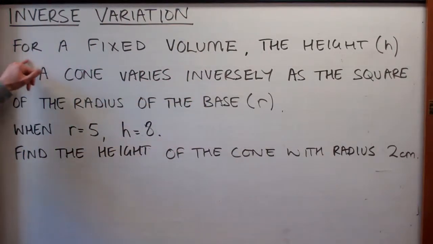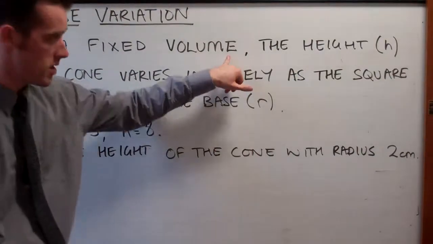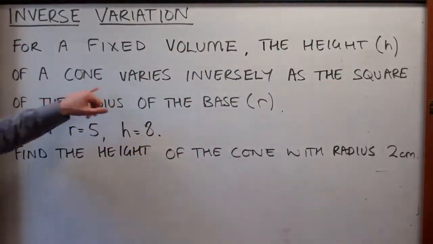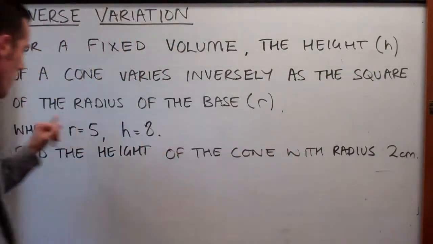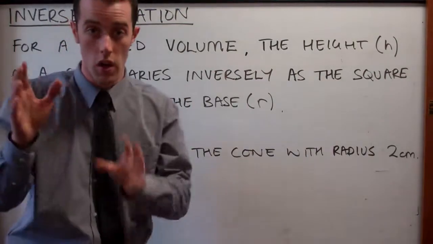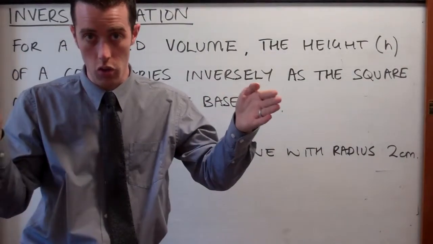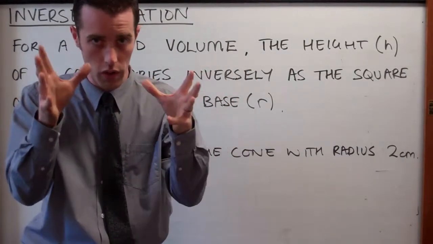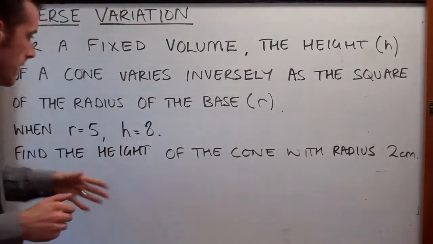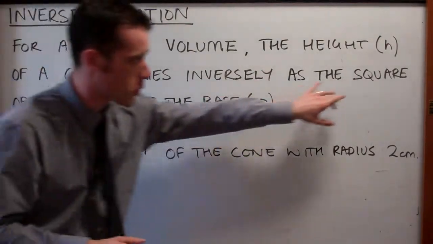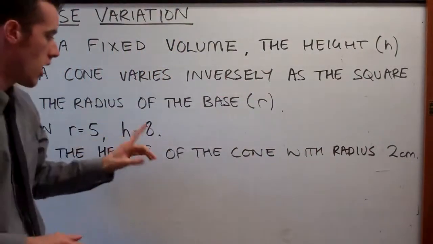So for a fixed volume, if the volume stays the same, the height of a cone varies inversely as the square of the radius of the base. At the same time, if the height of the cone gets smaller, then it's going to get wider at the top if the volume is going to stay the same. I think you can all picture that in your mind's eye. This bit about the square we'll come on to in a minute, but let's start off the question.